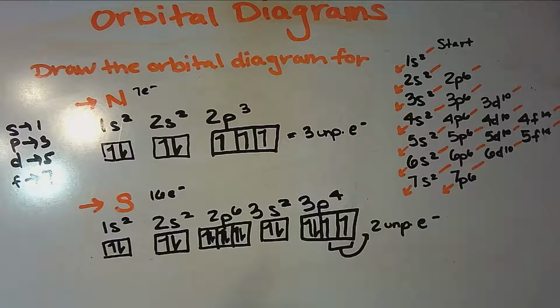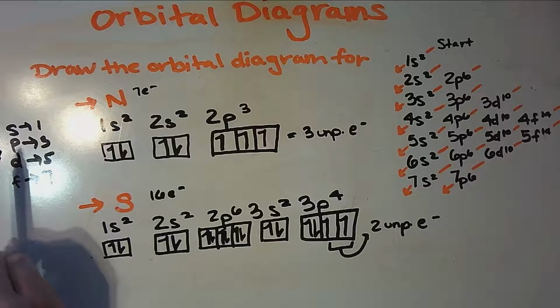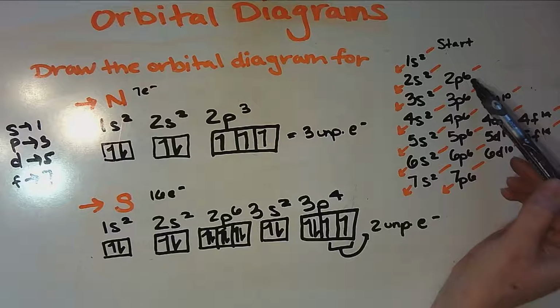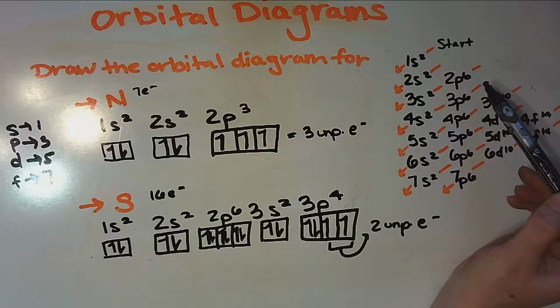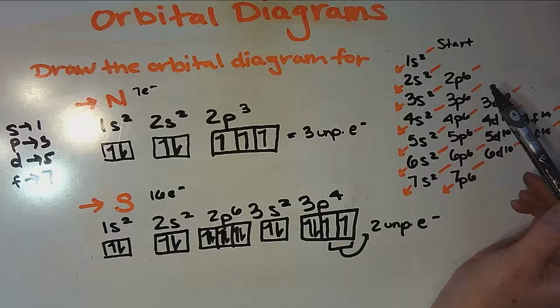Oftentimes you'll have questions about that, and that's when you can revert to orbital diagrams or just simply look at the electron configuration and remember how many orbitals and the max number of electrons could be within that sublevel. Try some more of these out on your own.